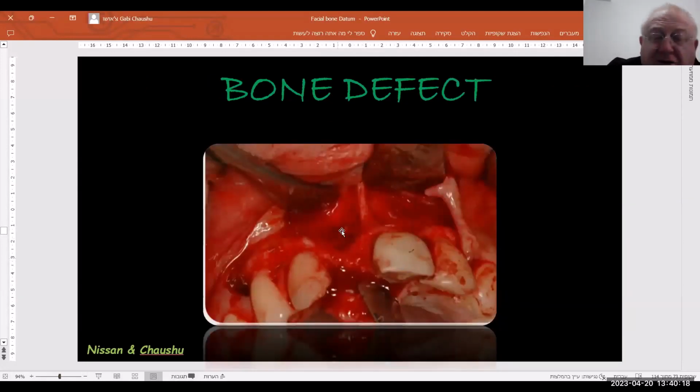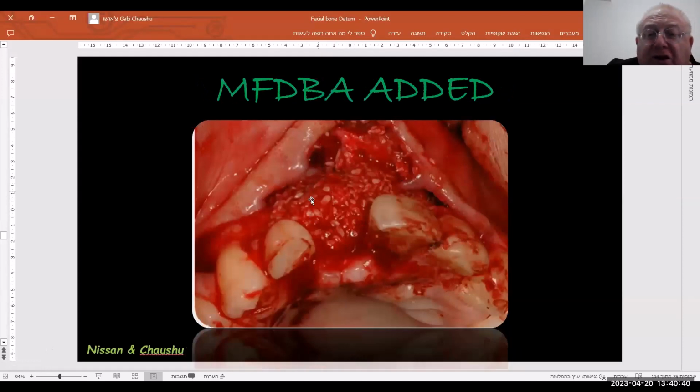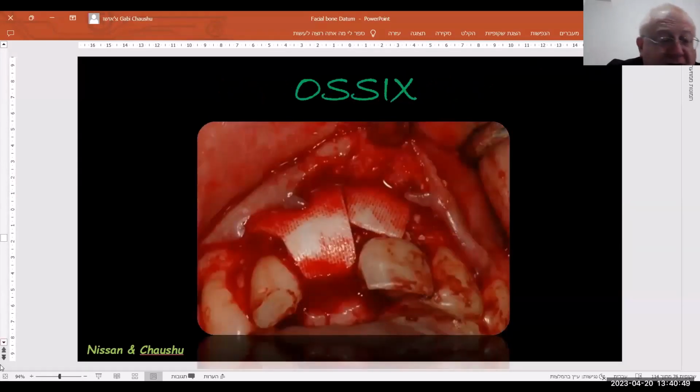We wanted to do augmentation but still keep the temporary restoration. We wanted to perform immediate implantation, but you want enough buccal bone when you do this. So we did a little trick here. We used the block on the missing tooth, but we did buccal augmentation on both centrals in order to gain bone buccal to the left central. And of course, we covered it with O6.